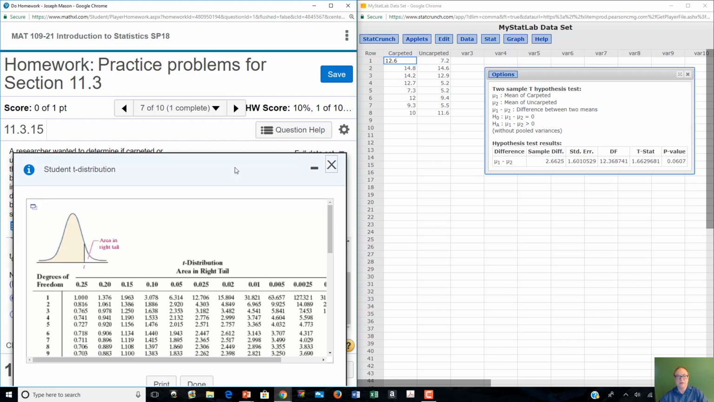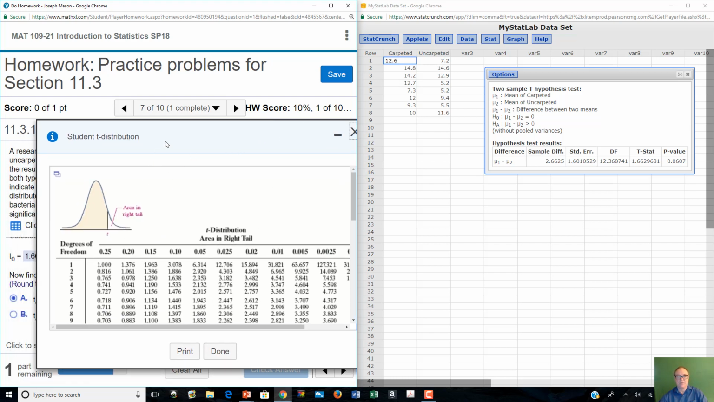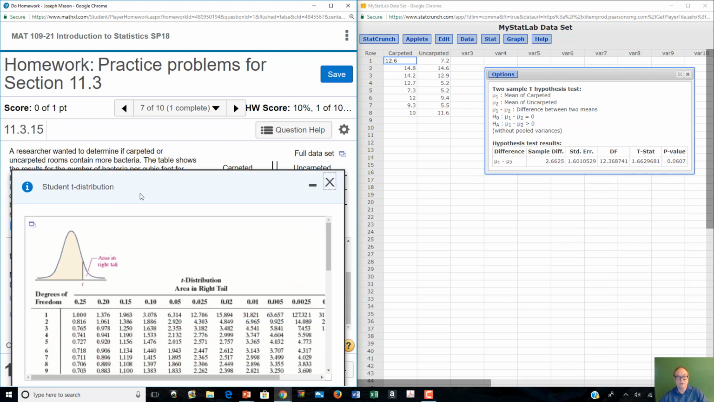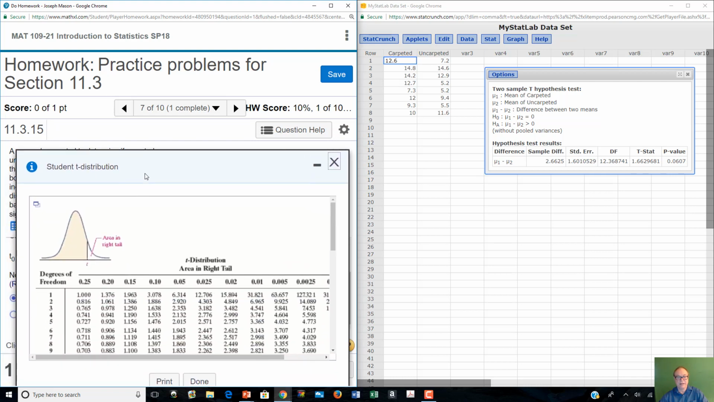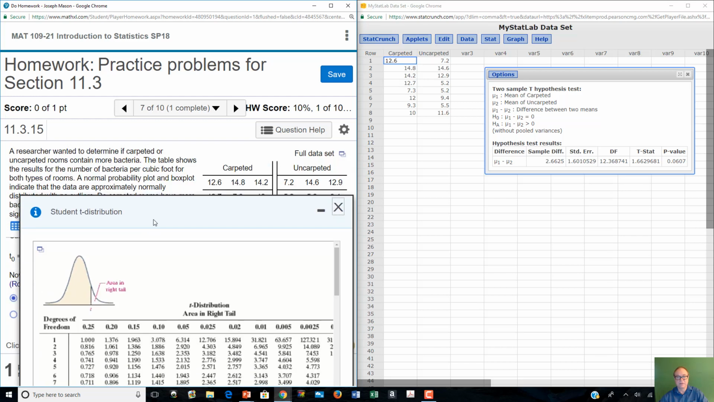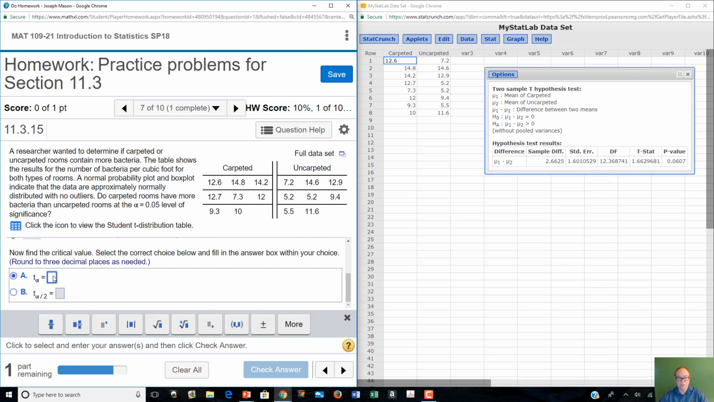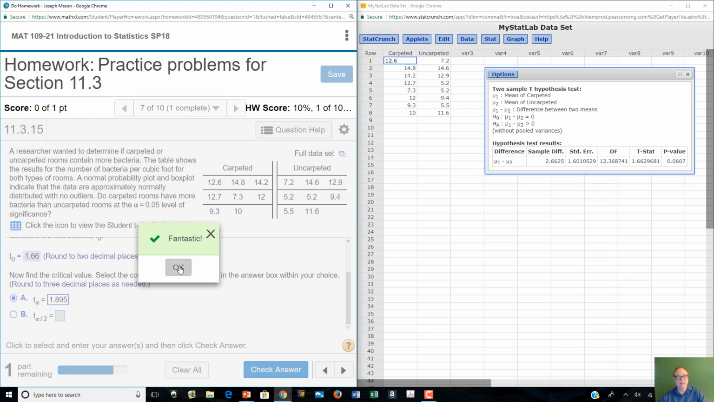1.895. And how many decimal places does it want? 3 decimals. 1.895. Yes. So it's 1.895. That came from the table.